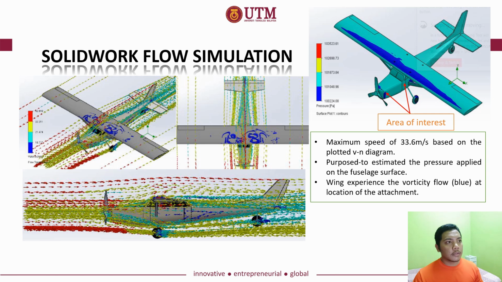So now moving to the purpose of this flow simulation. The purpose is to estimate the pressure applied on the fuselage surface. Specifically, I am interested in the region where the former and bulkhead structure is located, which is here, since after this I will be focusing on these two structures. And finally, during the simulation, I found that the upper surface of the wing experienced vorticity flow near the attachment location.